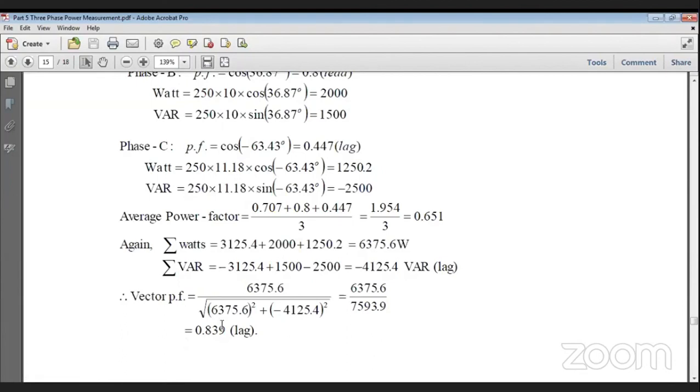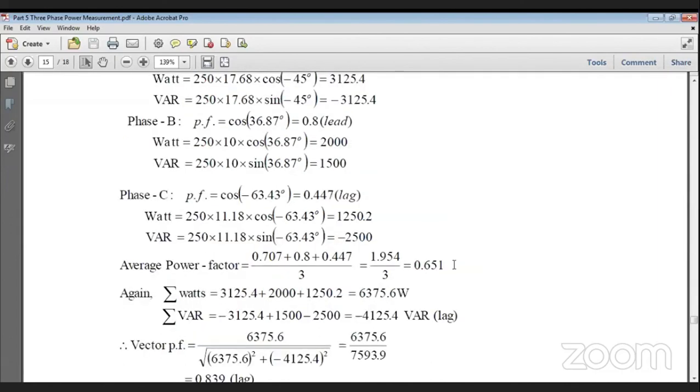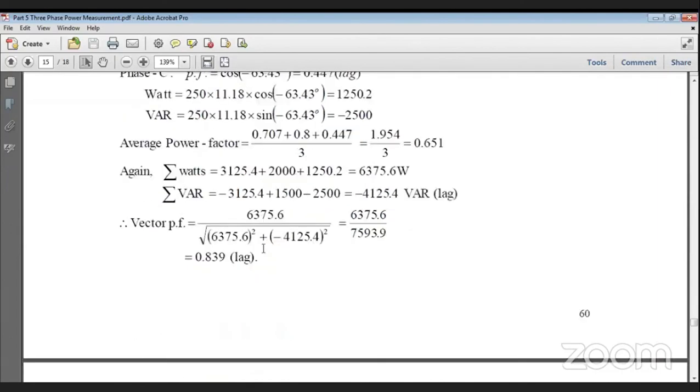Another interesting concept: if it is the average power factor, this 0.651, I can never say whether it is lagging or leading. But for a vector power factor, I can always say whether that industry has a leading or a lagging power factor. How? Looking at the var. Because we know that inductive and capacitive vars are of different polarity. So depending on the sign of the total var, I can say that the vector power factor is either lagging or leading. So that's another major advantage of representing power factor as vector power factor.